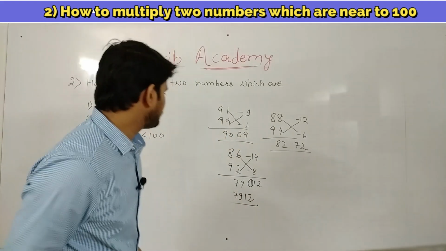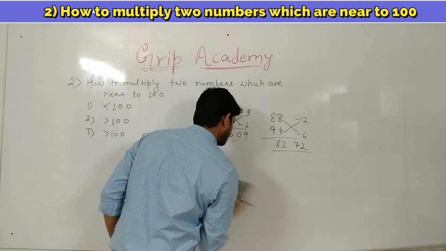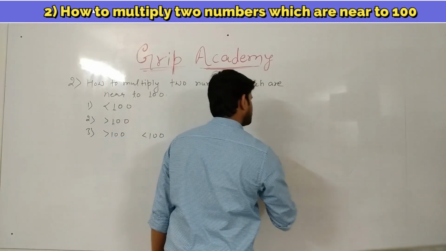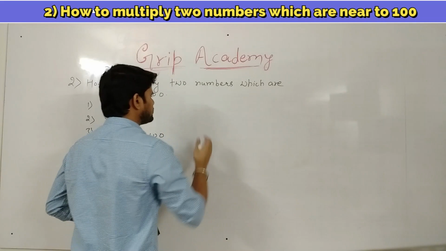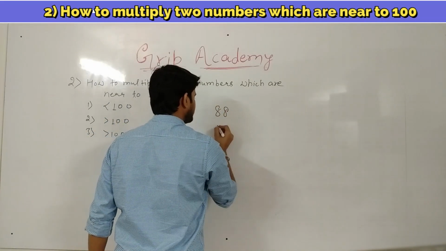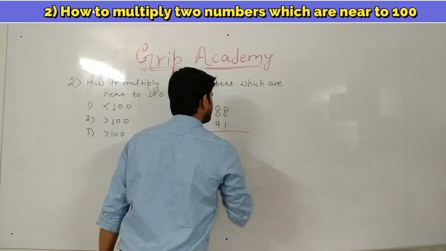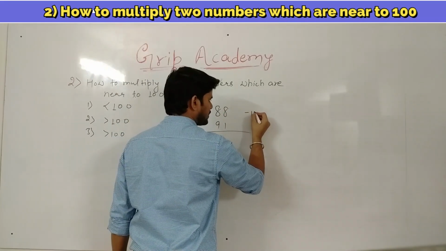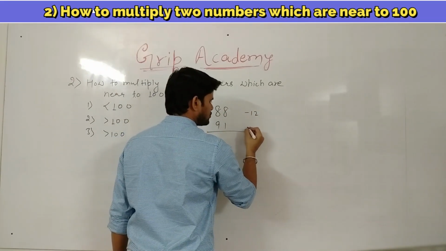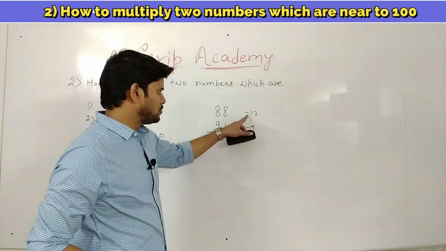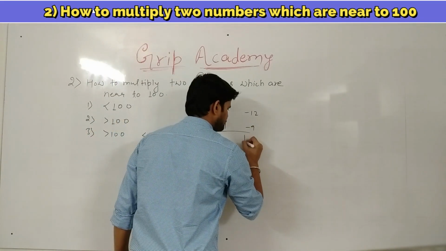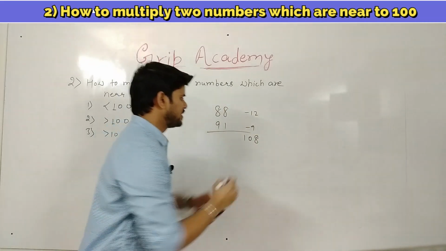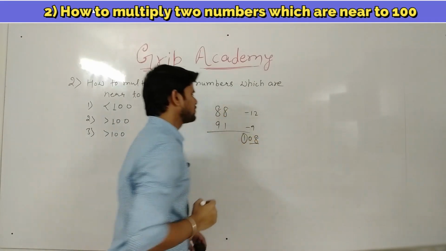Okay, we'll take one more example on this. So let's multiply 88 into 91. So how much is this lesser? 12, so we'll write minus 12. How much is this lesser? 9, so we'll write minus 9. So 12 into 9 is how much? 108. So we'll write only 08 and 1 will become carry.